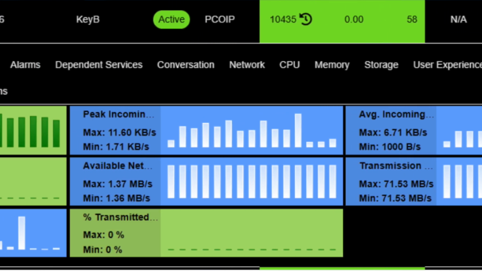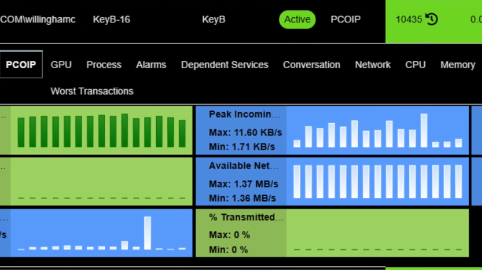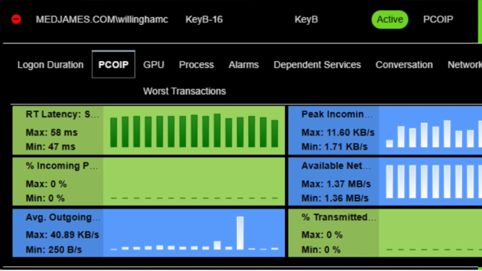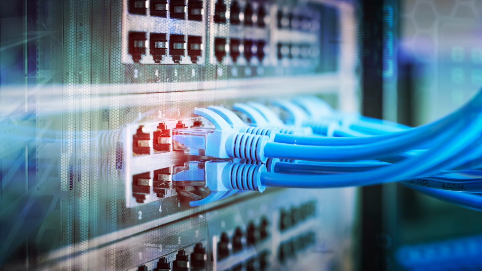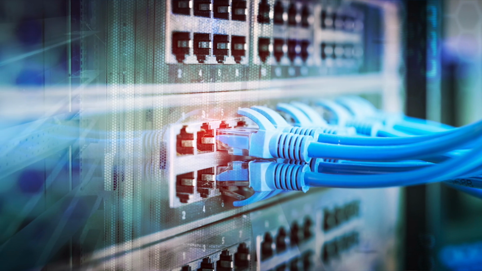So any high latencies or packet losses can cause your screen to freeze. It could cause sluggish interactions, and overall a degraded user experience. Monitoring these statistics and metrics helps desktop administrators detect and troubleshoot these issues very quickly.